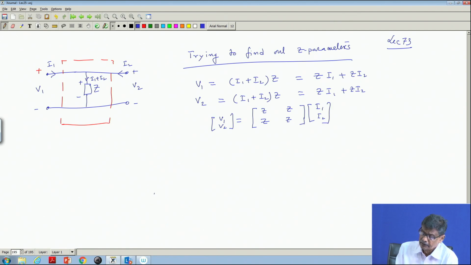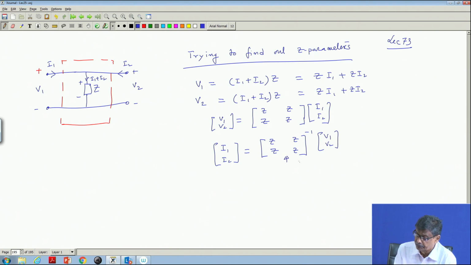After I have got this, is it possible to express I1, I2 in terms of the voltages? Then what you have to do is take Z inverse into V1, V2. And I find the determinant of this impedance matrix is 0, and therefore y parameters do not exist. That is the thing I wanted to tell you.